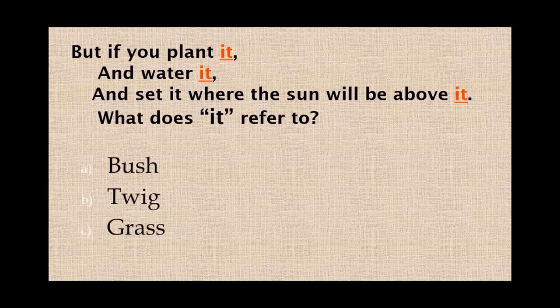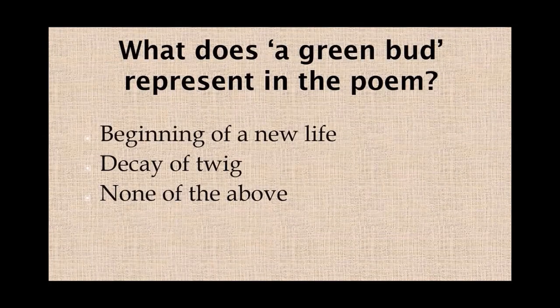Move on to the next question. What does a green bud represent in the poem? Beginning of a new life, decay of twig, or none of these?